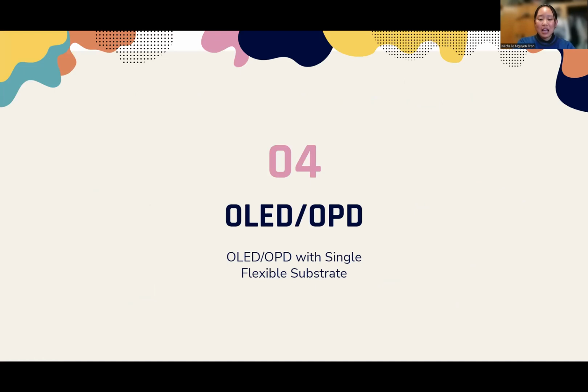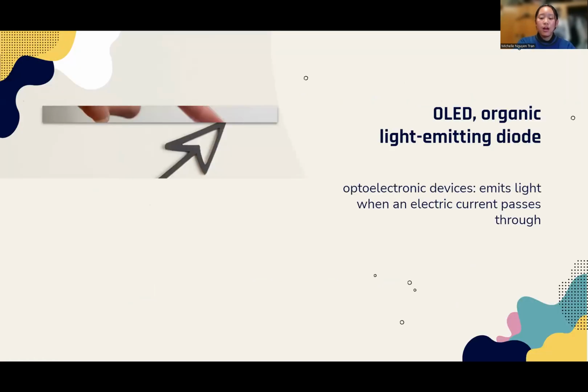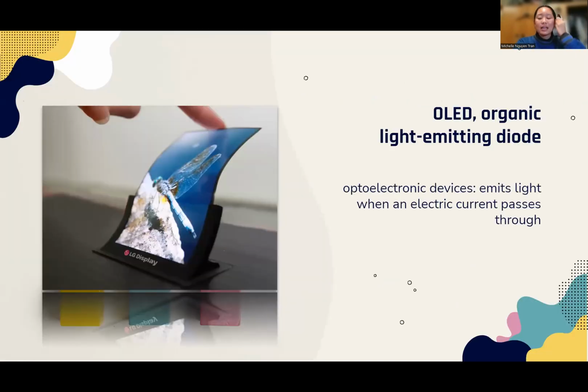So onto the first application of organic flexible electronic devices in the biomedicine sector, OLEDs and OPDs. First of all, OLEDs, or organic light-emitting diode, technology has introduced the general public to the use of organic semiconductors. OLEDs are optoelectronic devices that are able to emit light when an electronic current passes through them. This allows OLED screens to emit light by themselves.